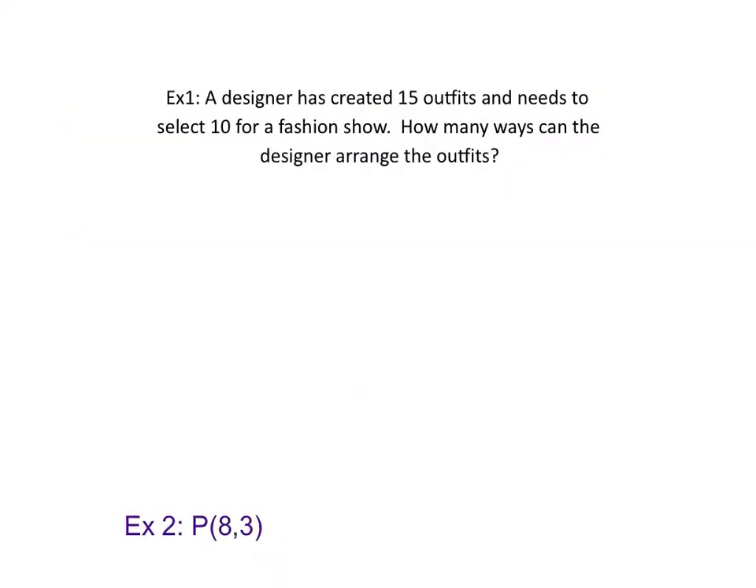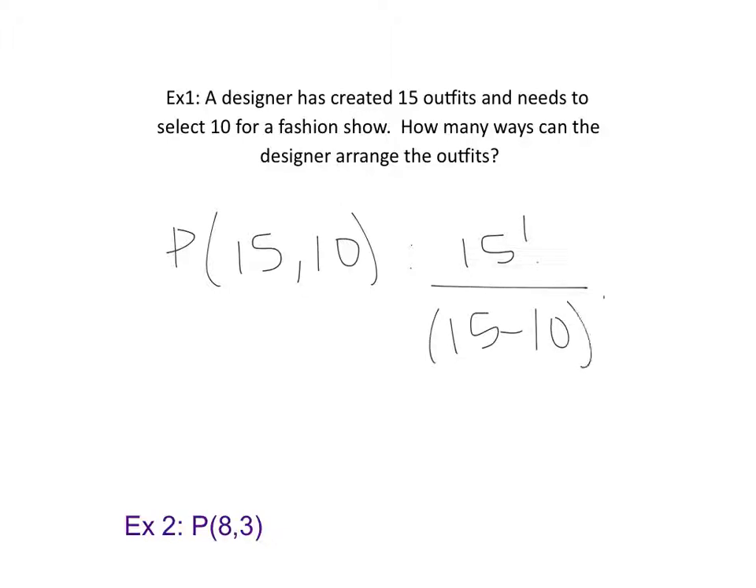A designer has created 15 outfits and needs to select 10 for a fashion show. How many ways can the designer arrange the outfits? So this is a permutation of 15, choose 10, because once you choose an outfit, you can't choose it again. So therefore it's a permutation where this is 15 factorial over 15 minus 10 factorial. And again, try this in your calculator.